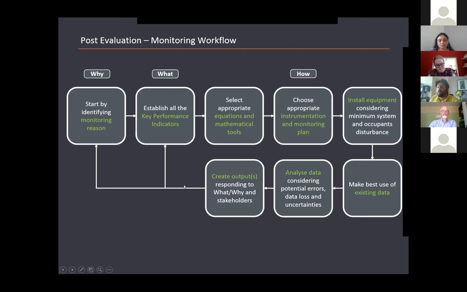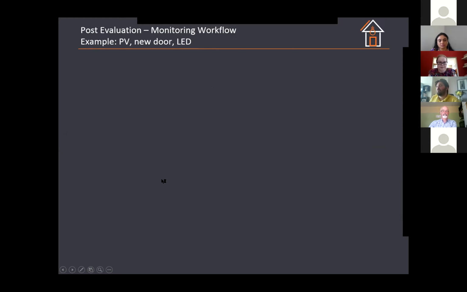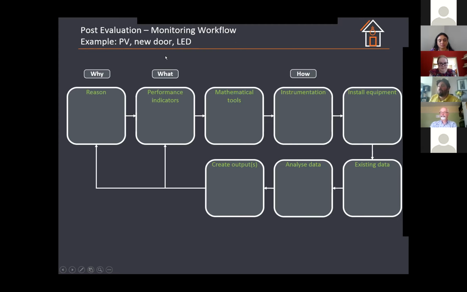In order to make it simpler, I'll run exactly the same workflow for, let's say, a retrofit example, where you have a PV and a new door and windows and LED lights in a retrofit process in an electrically heated house. So the why would be, what is the contribution of these interventions, and the what would be, what is the cost, operational cost reduction, CO2 reduction, and the energy reduction. Let's assume that these are the performance indicators.